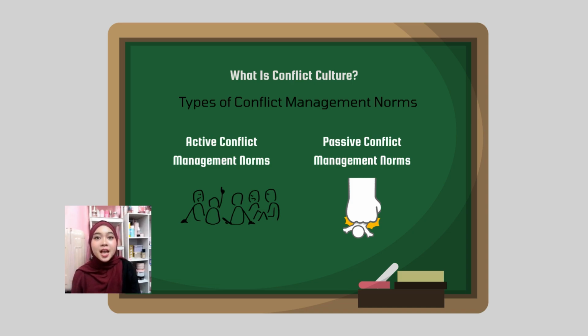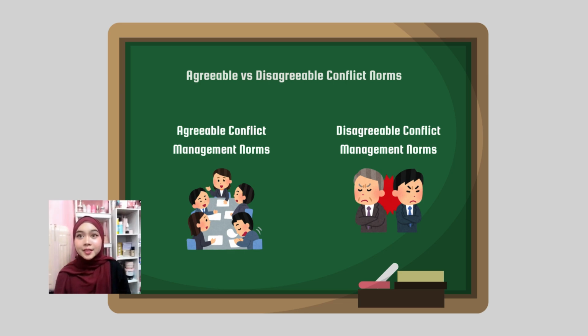Passive conflict management norms. People tend to avoid dealing with the conflict. Issues may be ignored and suppressed in the hope they will disappear. This can lead to unresolved tensions and long-term damage to team dynamics. Agreeable and disagreeable conflict norms. Agreeable conflict management norms means conflicts are handled in a cooperative, respectful, and constructive manner. The focus is on mutual understanding, compromise, and maintaining the relationship. While the disagreeable conflict management norm means conflict is approached in a competitive and aggressive way. The goal is often to win rather than to resolve, which can lead to tension and division among team members.